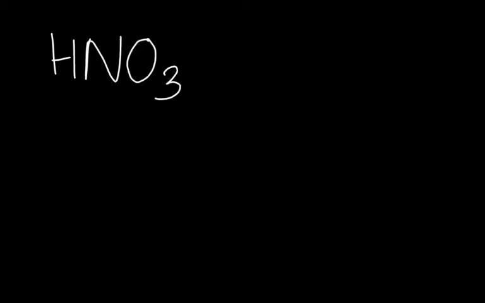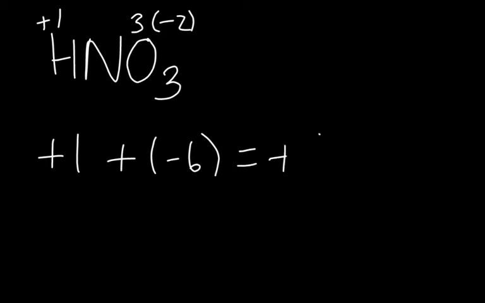So our next compound is HNO3, and we're asked about the oxidation state of nitrogen. So again, simple, oxygen is -2. We have 3 oxygen atoms, so the net oxidation state of all the oxygen atoms is -6. We have the hydrogen with +1. In our summation, again, nitrogen will also be +5. Alright?